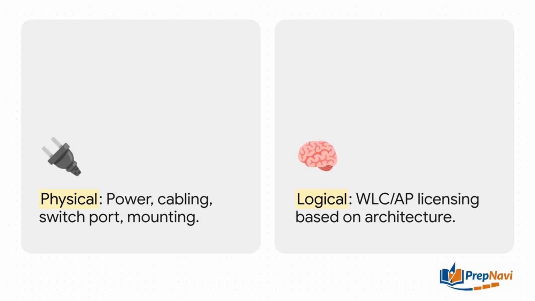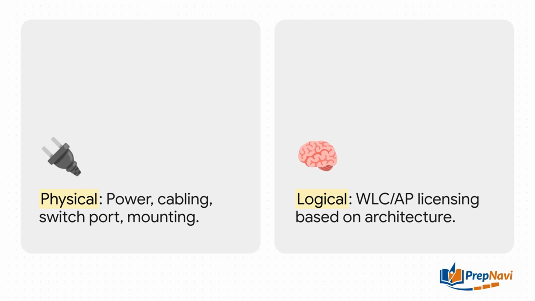Now, what's really interesting about Domain 2.0, wired and wireless infrastructure, is how it basically forces you to split your brain between the physical and the logical. And remember, this is worth a massive 30%. On the physical side, you have to determine tangible, real-world requirements. We're talking AP power, cabling types, switch port capacity, even physical mounting and grounding.